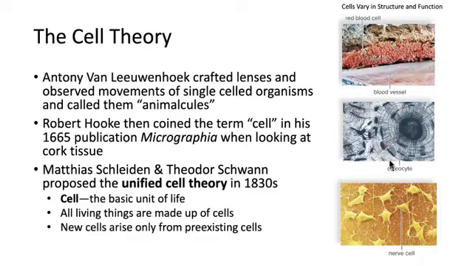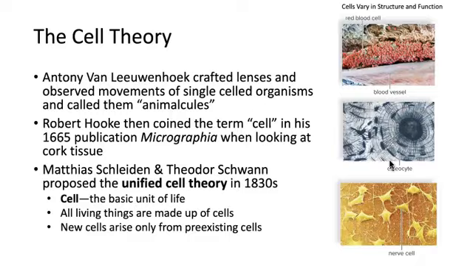And then we have Matthias and Theodore that proposed the cell theory in the 1830s, essentially having these three things stated as being true: that our cell is the basic unit of life, and that all living things are made up of cells, and a new cell is going to arise only from pre-existing cells.